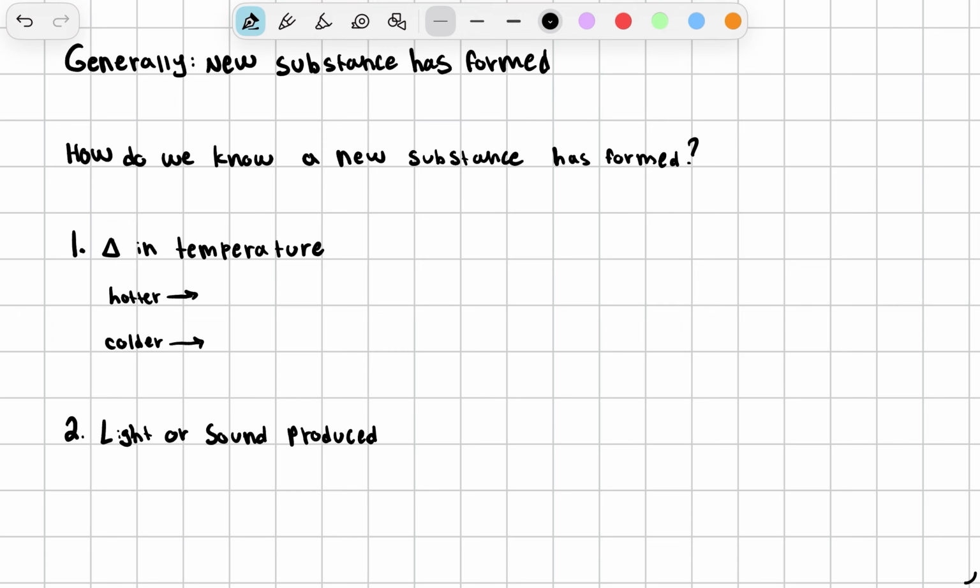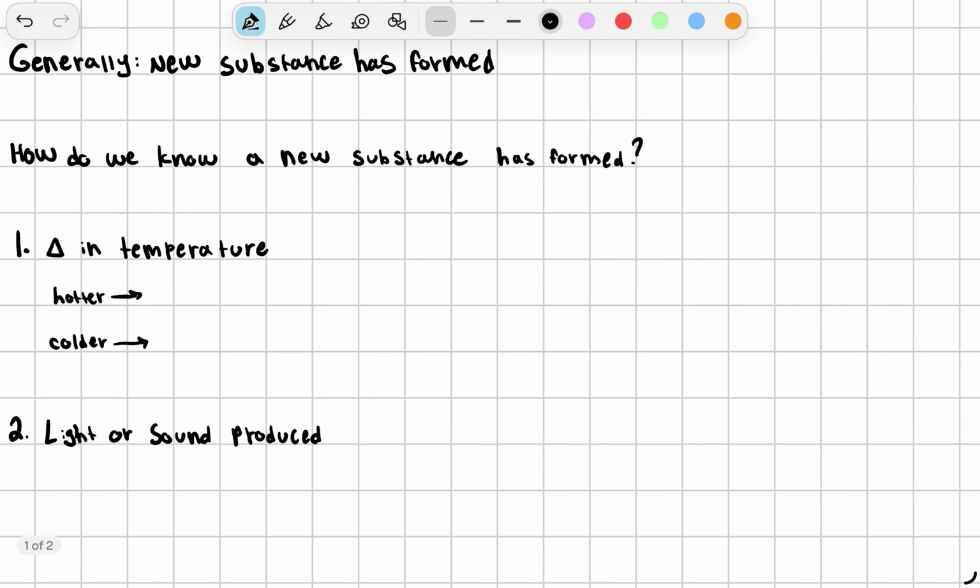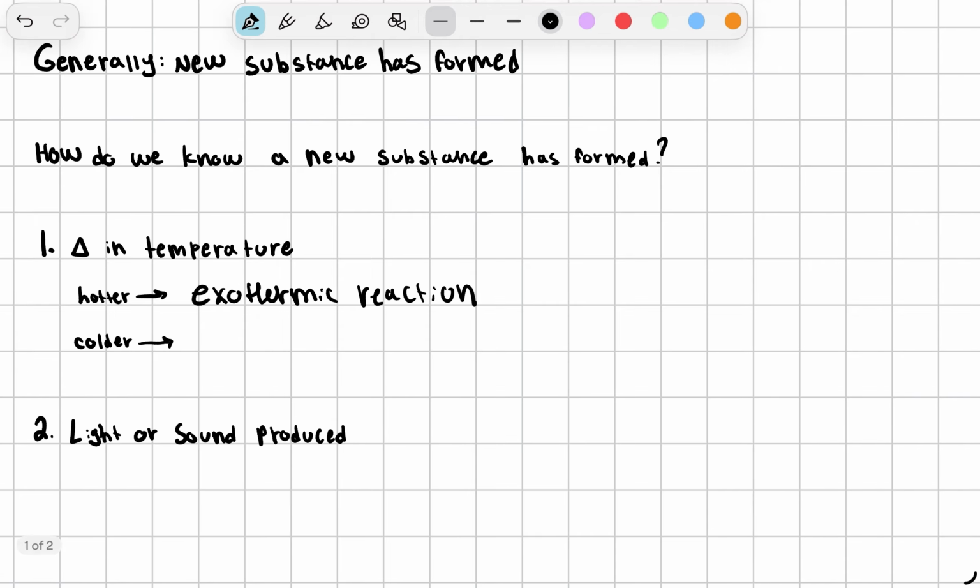If you feel that the substance is hotter, this is an exothermic reaction. And if you feel the substance is colder, this is an endothermic reaction.